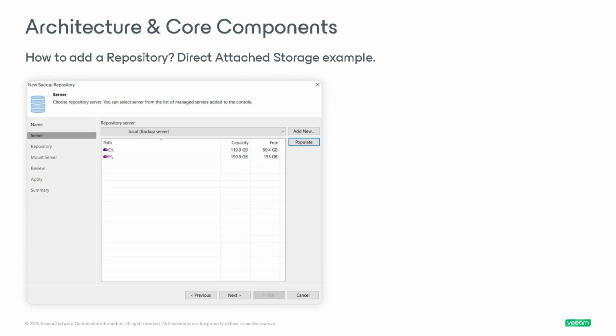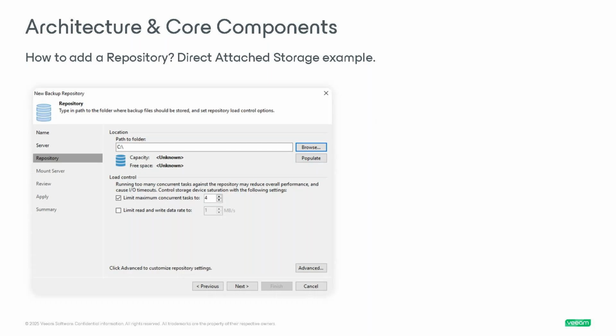You would choose the drive letter. Well, at this point, you're just choosing the server. Then you would choose the drive letter. The concurrent task, similar concept as the proxy concurrent task. So it's kind of correlated to the amount of cores, and that could potentially be a throttle point, but you also might want to throttle it at some point too, and you can do that through concurrent task or the read and write rate.